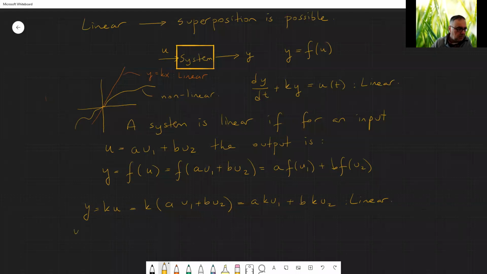Whereas, for example, y equals ku squared, let's say, is not linear because it's k times (a u1 plus b u2) squared. This is not equal to k a squared u1 squared plus k b squared u2 squared, because there is the extra term of 2ab u1 u2 etc. So not linear.